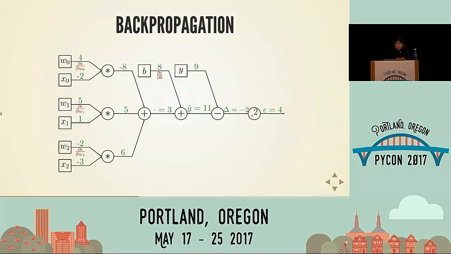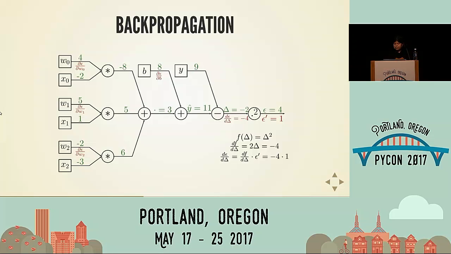Next, we need to calculate the gradient of the cost with respect to each of our variables. This process is called backpropagation, or backprop for short. So we start at the end and work backwards. First off, we have the derivative of the error with respect to the error, and that's just going to be 1. From this point on, what we're going to do is calculate the local gradient at each point and multiply it by the gradient computed up to that point.